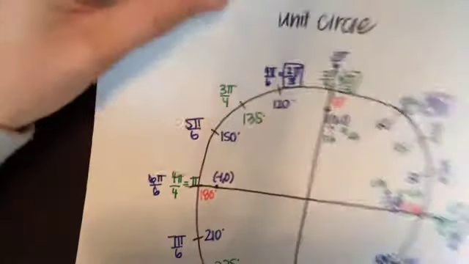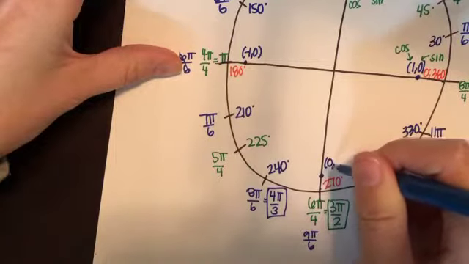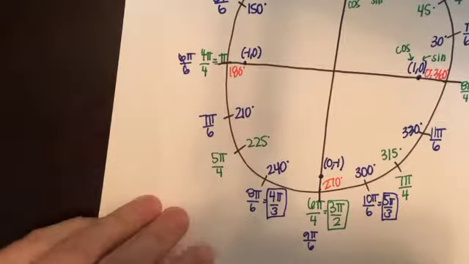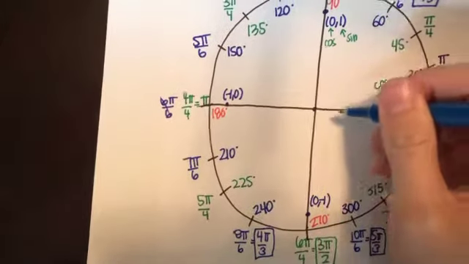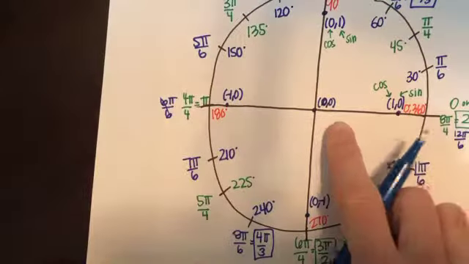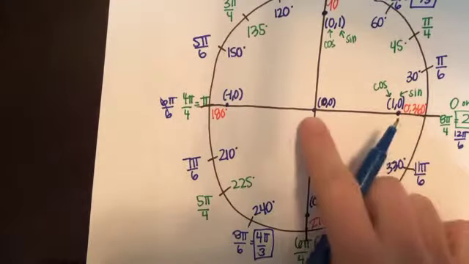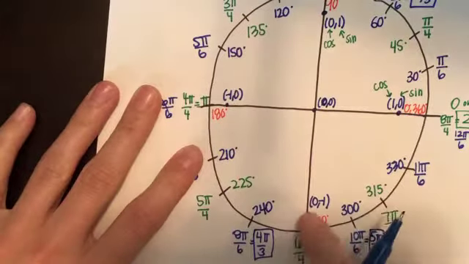And then down at 270 or 3 pi over 2, we have the ordered pair 0, -1. If you're asking me how I found those ordered pairs, it's because the very center where the x and y axis meet is the origin, where we have 0, 0. So if you go 1 to the right, it's 1, 0. 1 up is 0, 1. 1 left is -1, 0, and 0, -1.